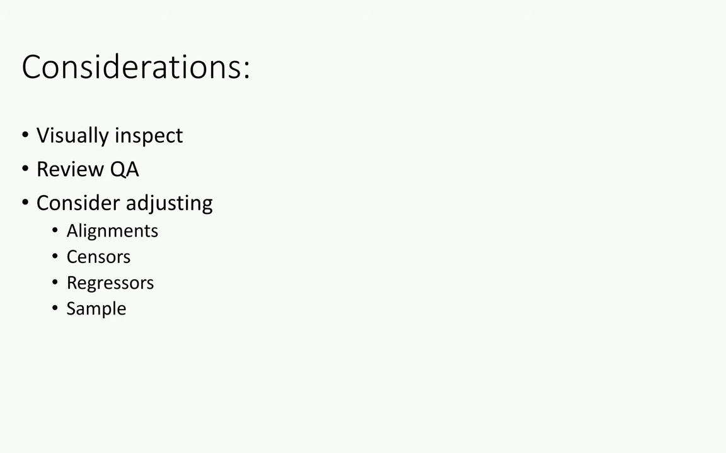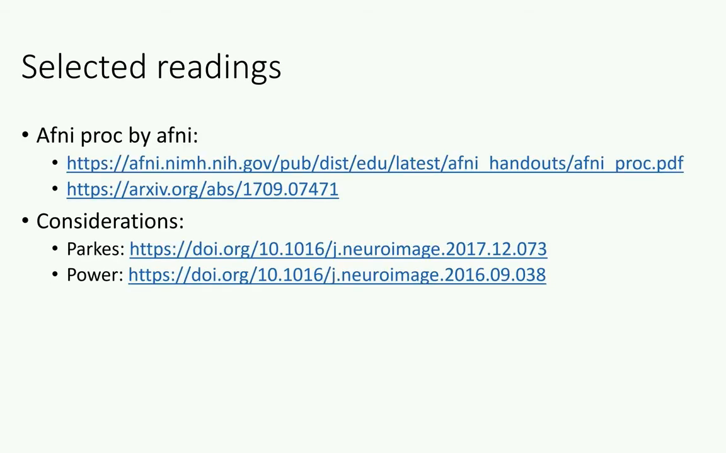So some quick considerations. You want to visually inspect your data at all times. Those automatic functions that are provided are nice ways of getting that visual inspection. You want to review all of your automatic QAs and your interactive QAs. And as you're building this, you'll really want to consider how good your alignment is, how good your censors are, how you're working up your regressors, and what you're deciding to include in your sample after you've gone through all your QA steps.